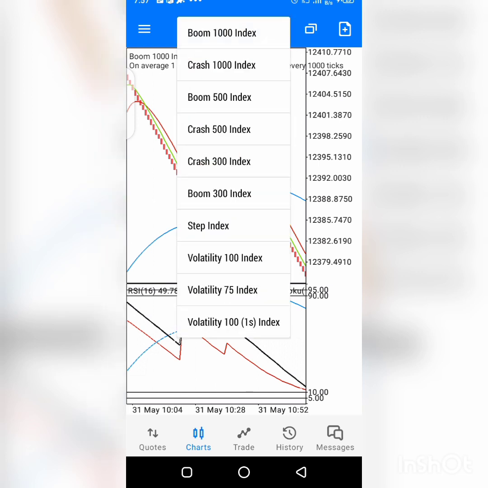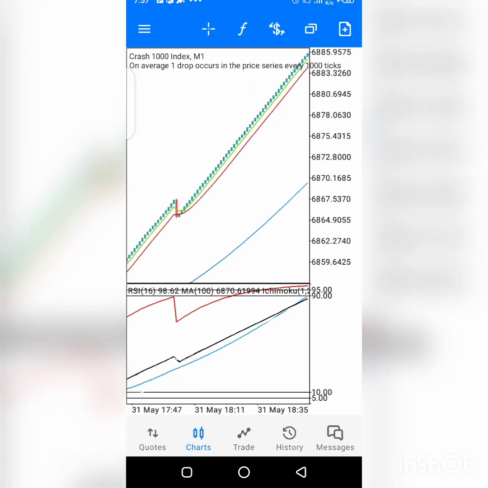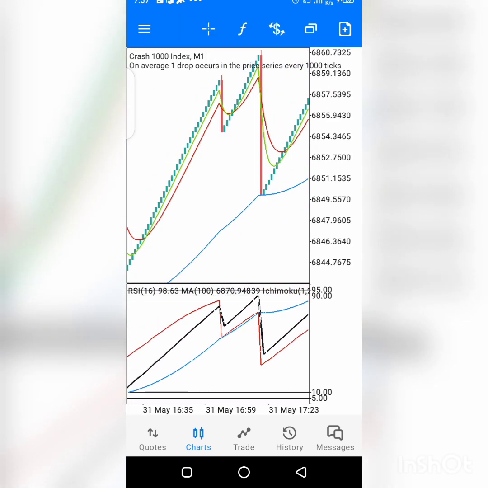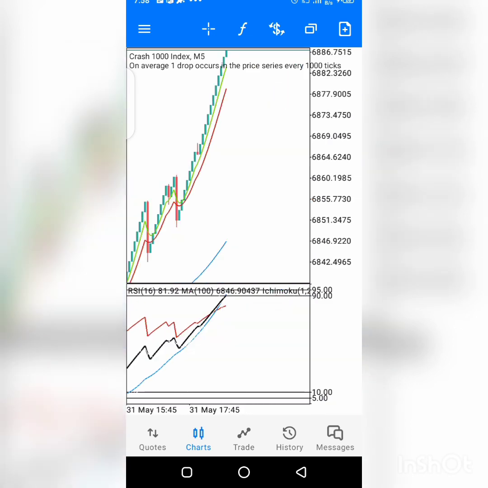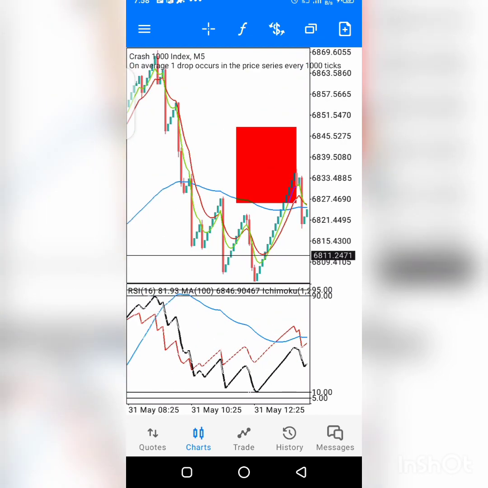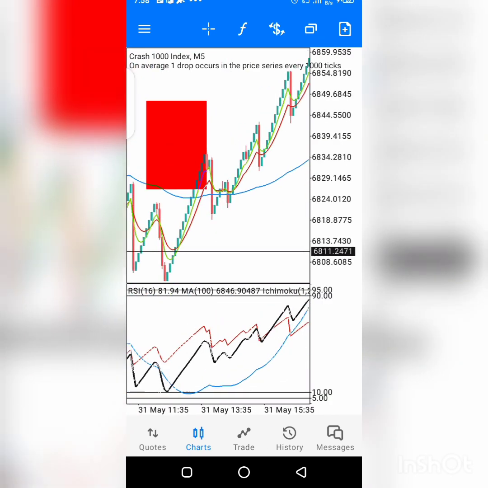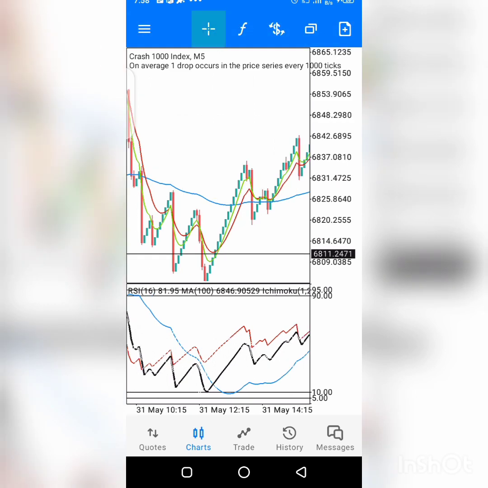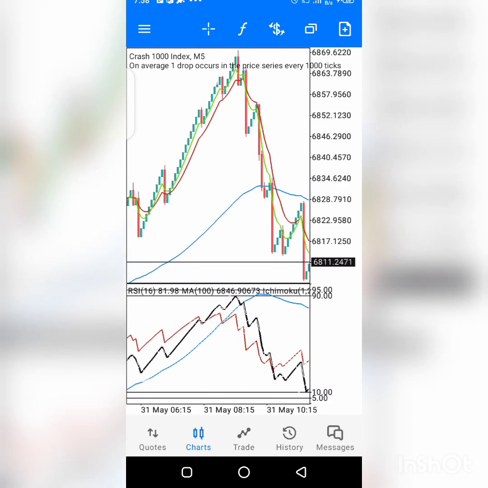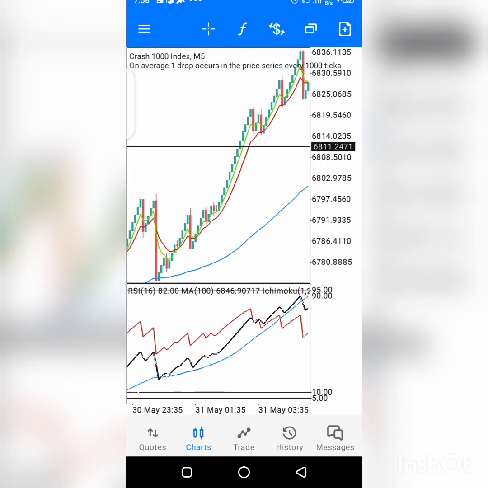Now for Crash, this is Crash 1000. Okay, now this is the 5 minutes time frame. You can see the confirmation here. You see price at the oversold level, price pushed up after touching this level here, level 10 here. Price pushed to the upside, right? The same thing here.